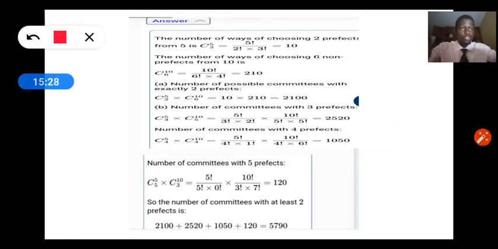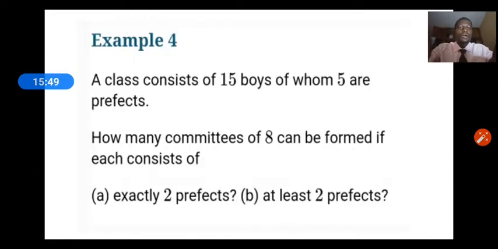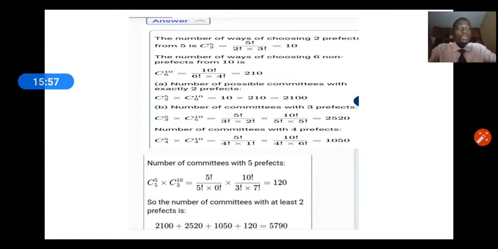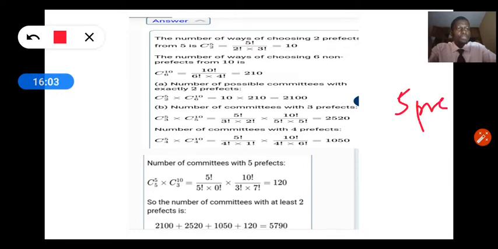The number of ways of choosing 2 prefects is from 5. We have 5 prefects, so that will be 5 combination 2. The number of ways of choosing 6 non-prefects from the 10. Now if you look at the question, we have 5 prefects, then the remaining will be 10 non-prefects.